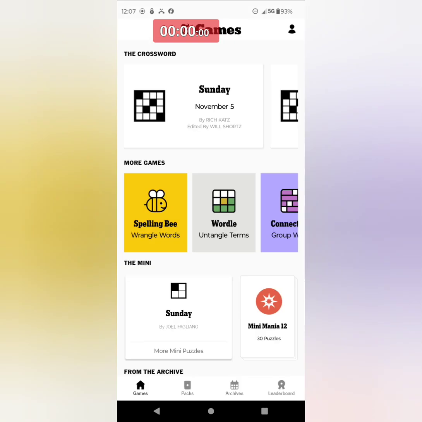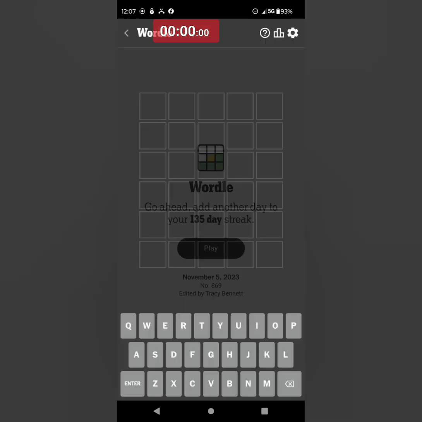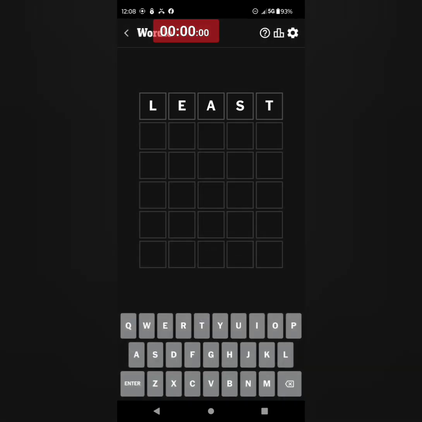But let's go to Wordle. 135 day streak. I'm very proud of that. I want to keep that going. I'm going to start the game clock, press enter, see what happens. Got 3 letters, 1 green. He's probably going to be at the end. Unless it's at the very beginning.